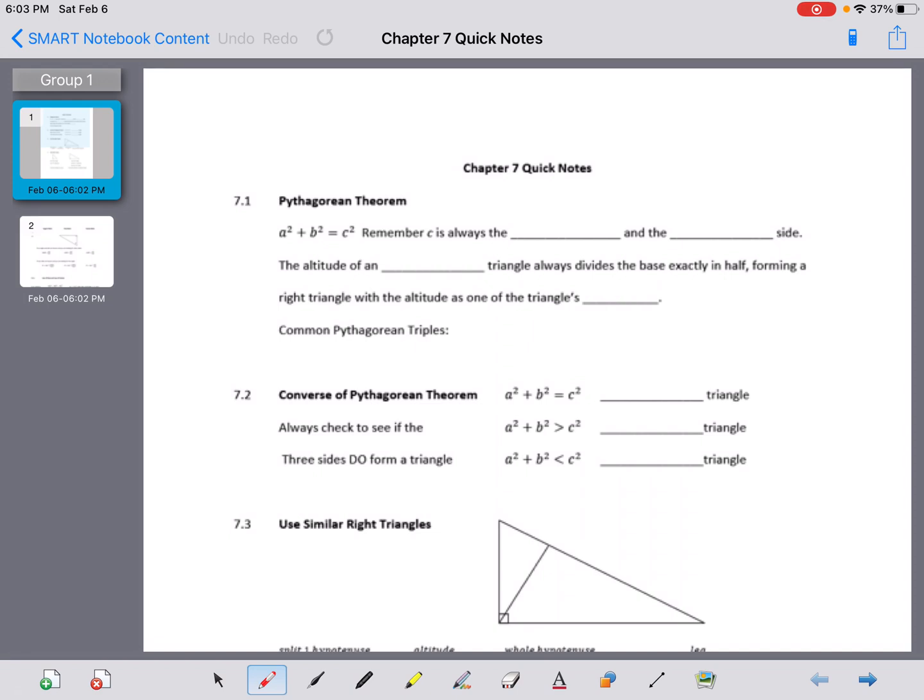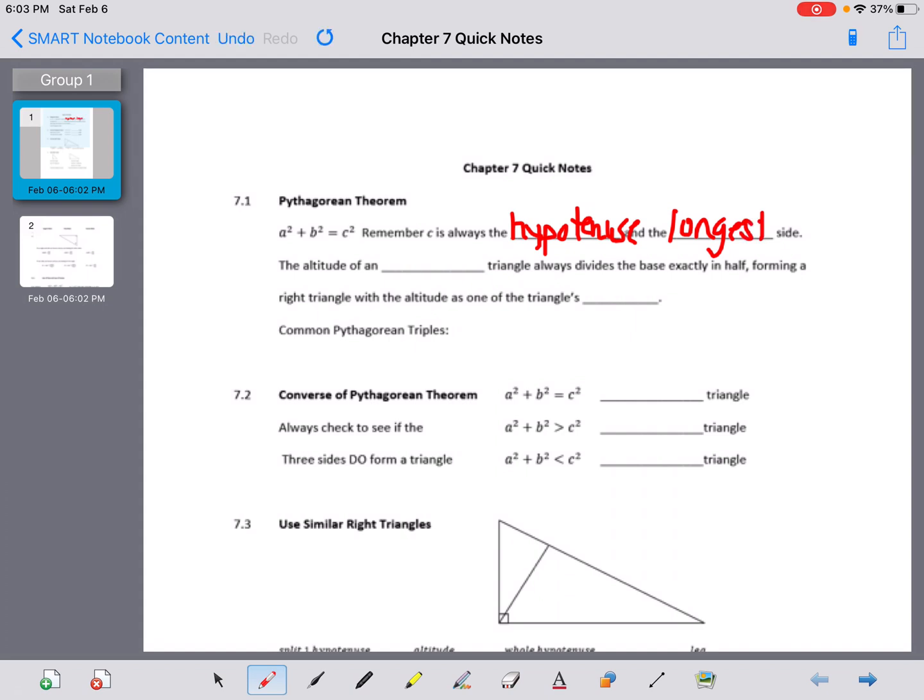Okay, so in 7.1, we talked about Pythagorean Theorem. A squared plus b squared equals c squared. So remember, c is always the hypotenuse, and it's always the longest side. So always across from the right angle, that hypotenuse.